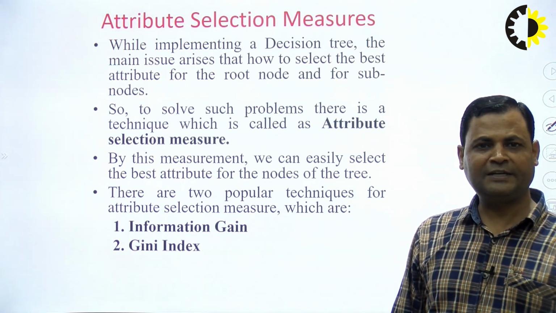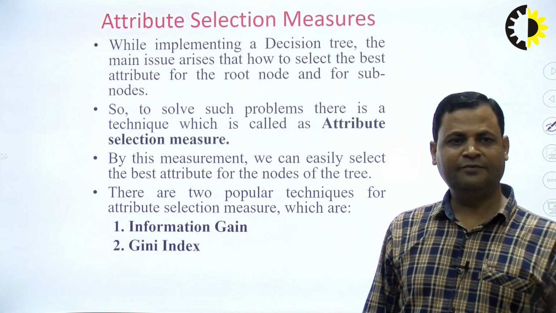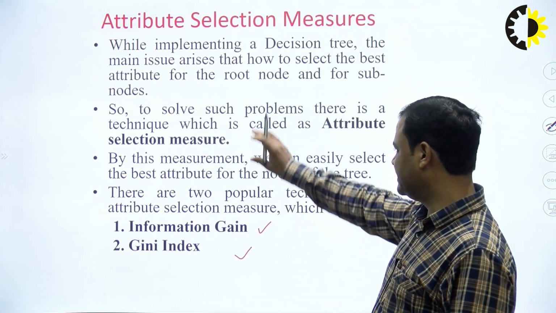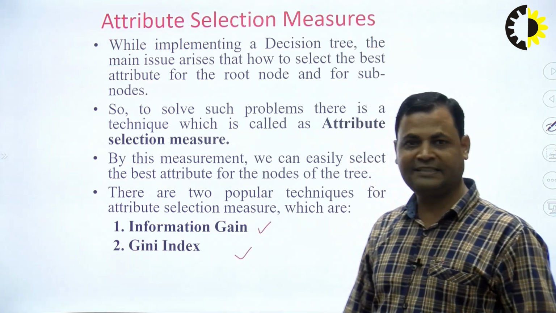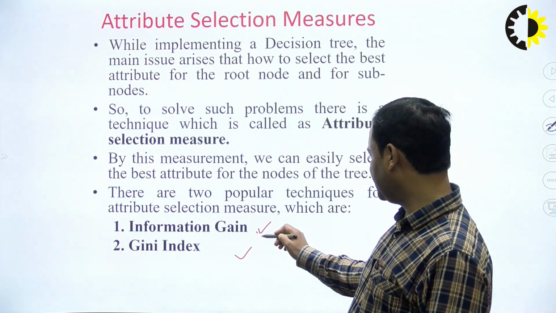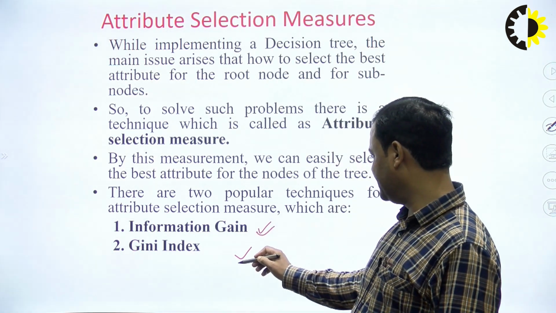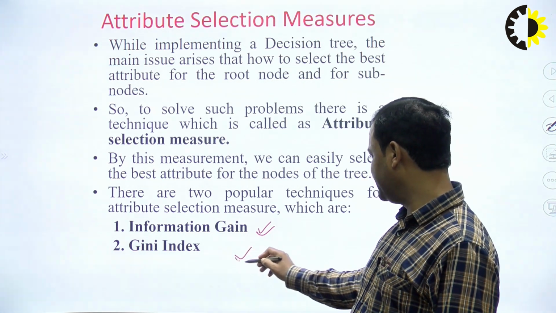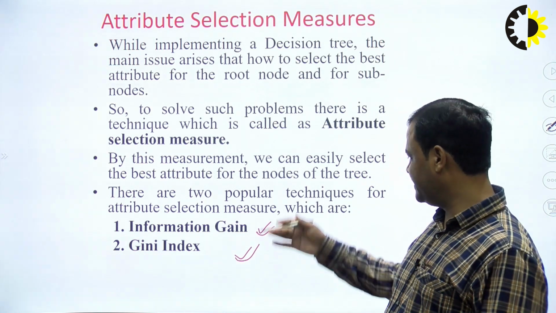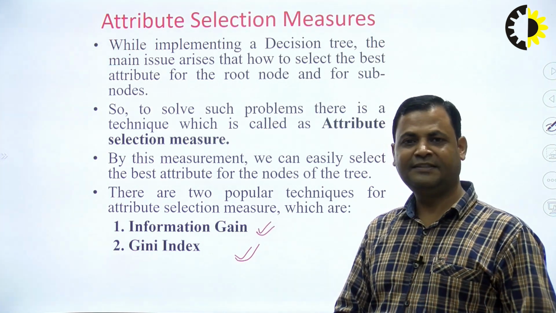There are two popular techniques for attribute selection measure: the first is information gain, and the second is called the Gini index. These are the two basic parameters on the basis of which we create the decision tree, and these two parameters represent how we need to choose the root node, and how we further need to split into child nodes.